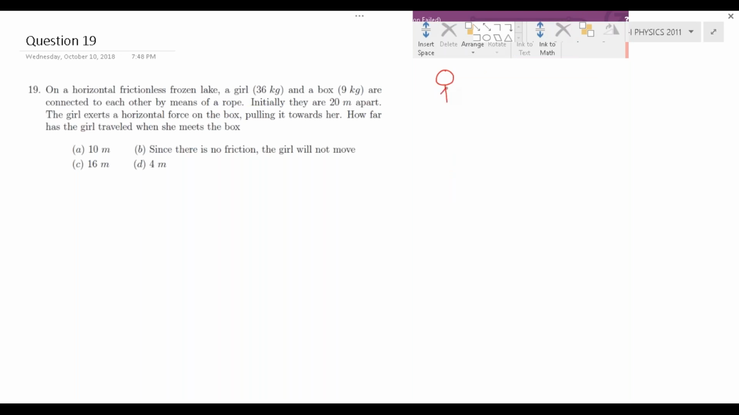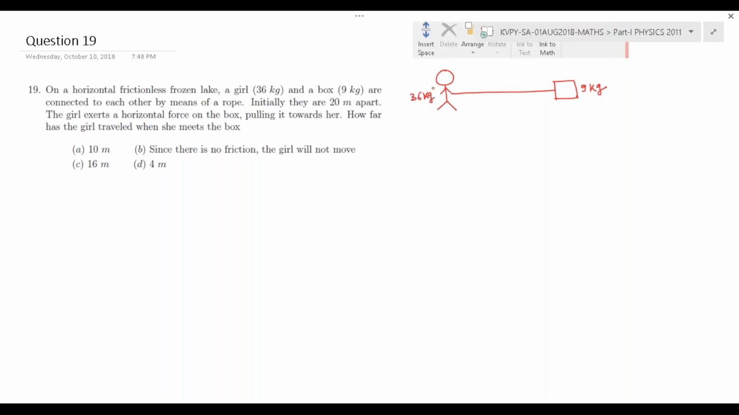If we consider, this is the girl here, and there is a box here, and the box is 9 kg, and the girl is 36 kg. Now you see that the distance between them is 20 meters. That is the visual representation of the first statement. The girl exerts a horizontal force on the box, pulling it towards her. How far has the girl traveled when she meets the box?